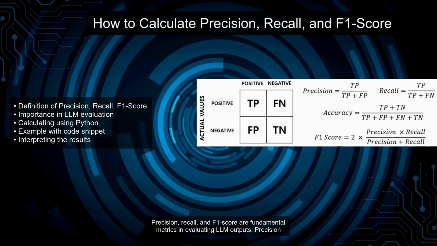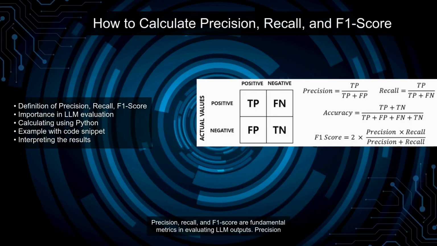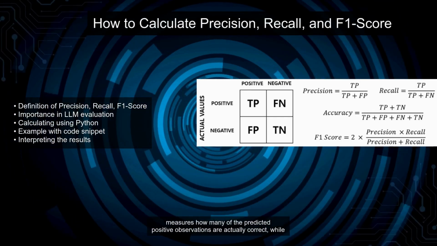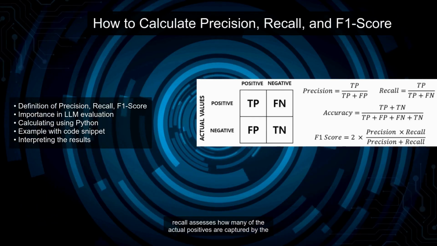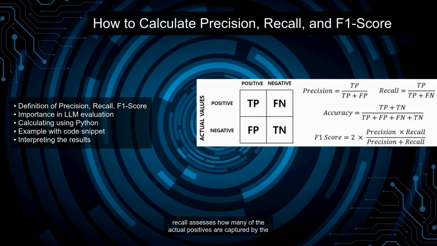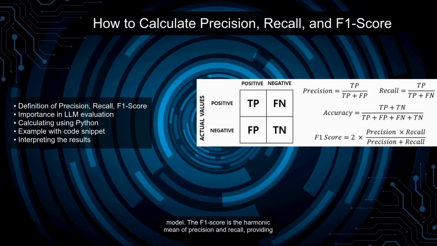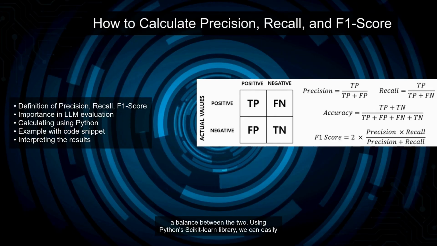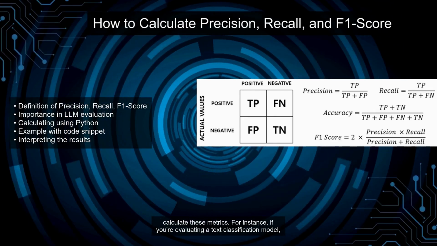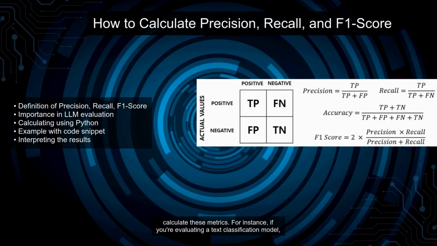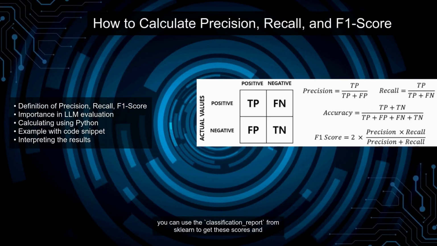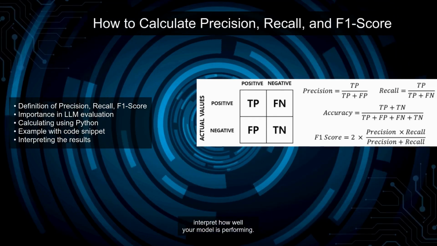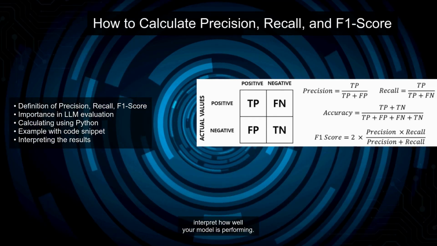Precision, recall, and F1 score are fundamental metrics in evaluating LLM outputs. Precision measures how many of the predicted positive observations are actually correct, while recall assesses how many of the actual positives are captured by the model. The F1 score is the harmonic mean of precision and recall, providing a balance between the two. Using Python's scikit-learn library, we can easily calculate these metrics. For instance, if you're evaluating a text classification model, you can use the classification_report from sklearn to get these scores and interpret how well your model is performing.